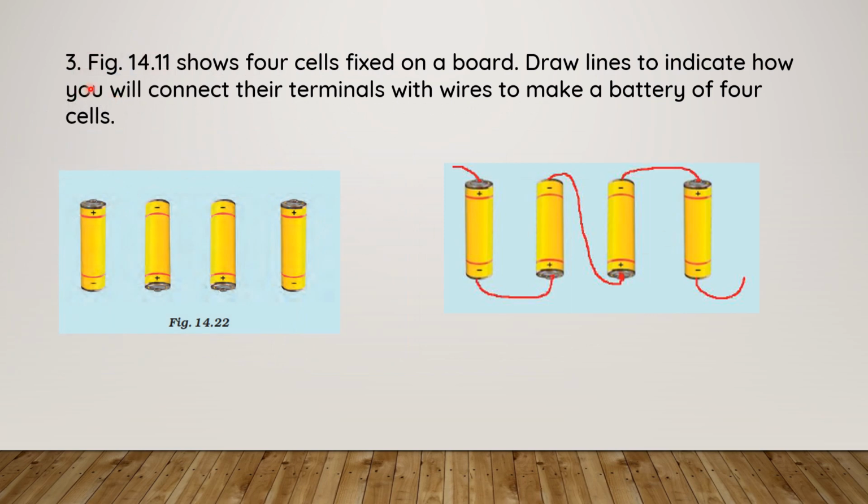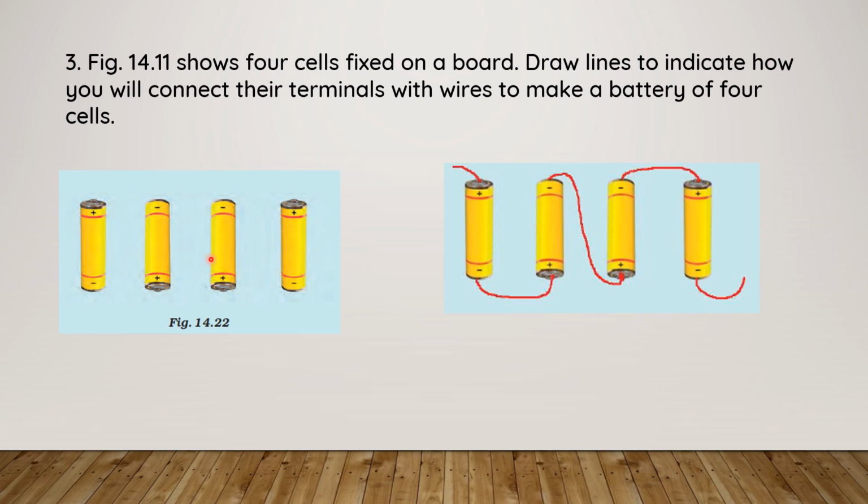Third question. This figure shows 4 cells fixed on a board. Okay, 4 cells are there. Draw lines to indicate how you will connect their terminals with wires to make a battery of 4 cells. So here 4 cells are there.